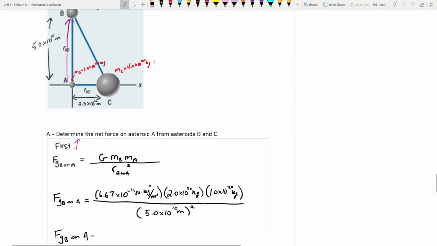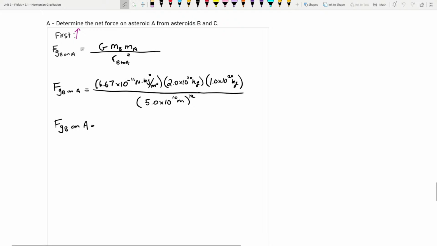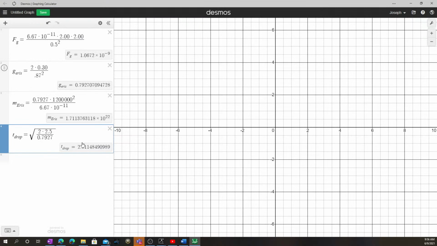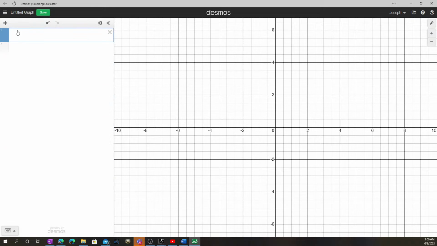Well, let's plug these into a calculator, shall we? So force of gravity of B on A is equal to 6.67 times 10 to the negative 11. I should just define that as G, but that's okay. In fact, why don't I take 2 seconds and set my equation up here. So G is 6.67 times 10 to the negative 11 newtons per kilogram squared per meter squared.